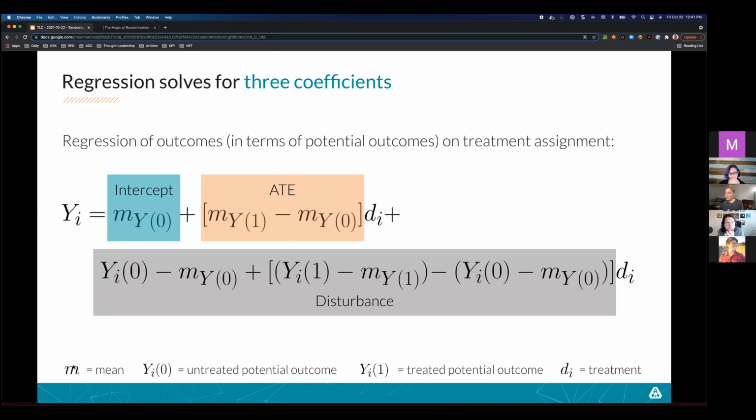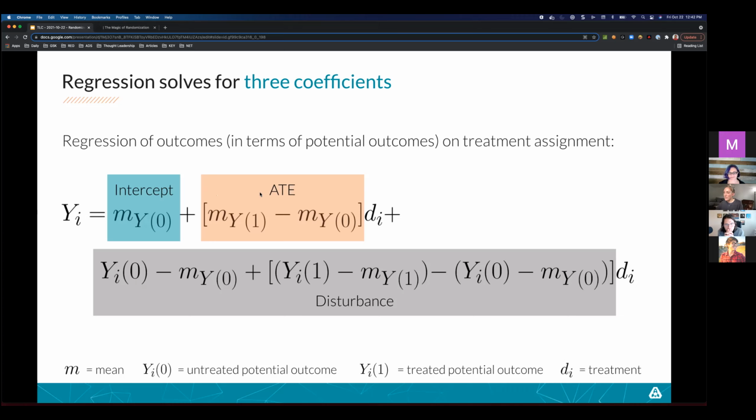So really quickly, to run through this little legend, M represents mean. We have the outcome of a subject that was not treated, so the untreated potential outcome of a subject. Then Y sub i of 1 is the treated potential outcome of a subject. And D sub i is the treatment assignment for some subject i. So looking at this equation, starting with the first constant, it's really just the intercept. If no treatment was ever done, if we didn't treat anybody, then the intercept of this outcome would just be the mean untreated outcome of everybody.